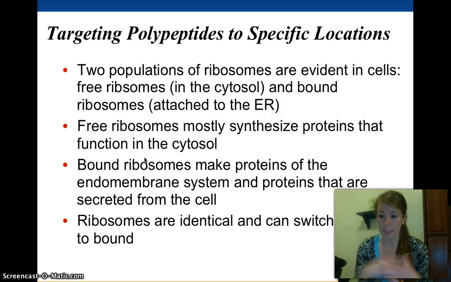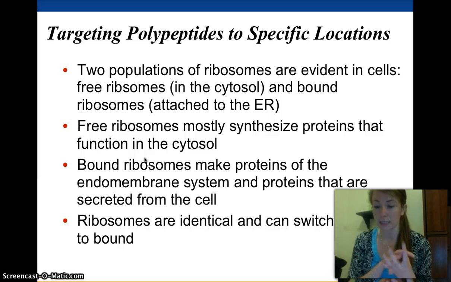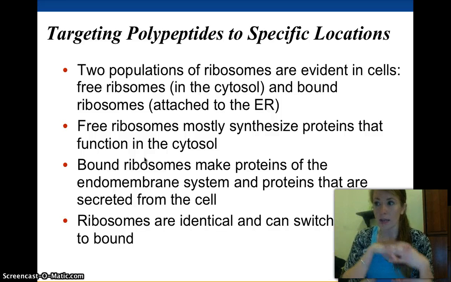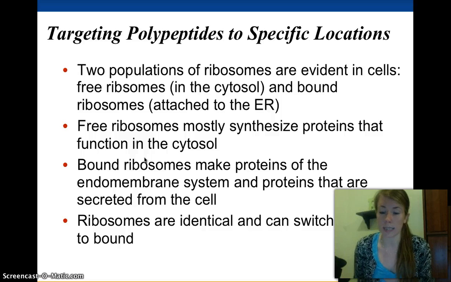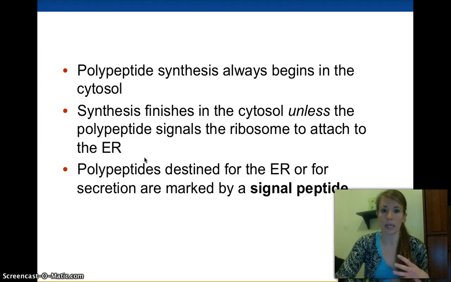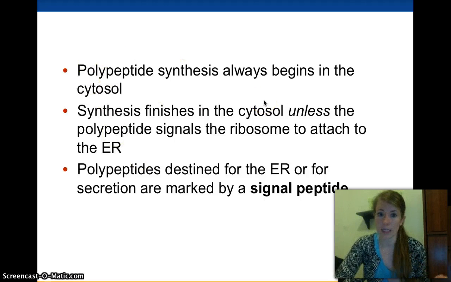So the mRNA is free in the cytosol, and they start the initiation complex. Now, proteins that are built in the cytosol are going to be used in the cytosol. They're going to be free. Proteins that are built by a bound ribosome are either going to be secreted or used in the endomembrane system. So the ribosomes are identical, and they can switch between free and bound. And so once we start building the protein, it always happens in the cytosol, always.